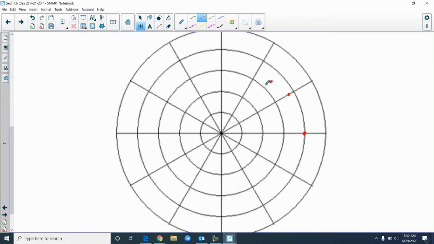And now I got 60 degrees is a radius of 3, which would be right here. And then 90 degrees is 2, so it's 2, 90. 120. And then 135 degrees is 0.6, which would be right around here. And then 0.3 for 150. And then 180 is 0. Now I'm going to stop right here.